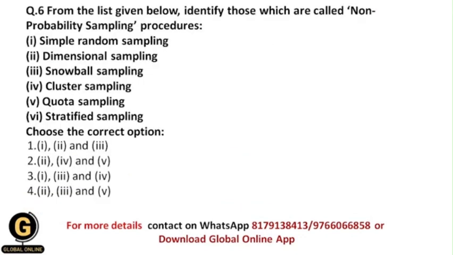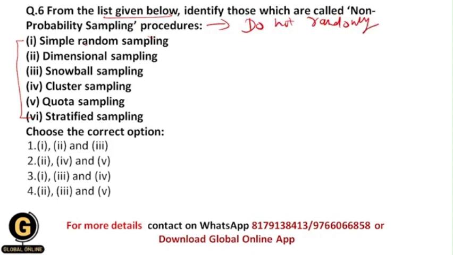Okay, from the list given below, identify those which are called non-probability sampling procedures. Here we have been given different sampling procedures, and we need to identify which are the non-probability sampling procedures among these. Basically there are two types of sampling procedures, probability and non-probability sampling procedures. Probability sampling procedures means we randomly select the participants. But in the non-probability sampling procedures, we do not randomly select the participants.